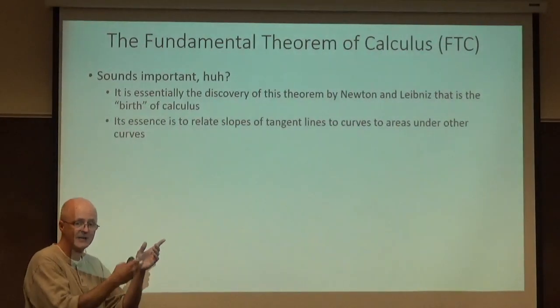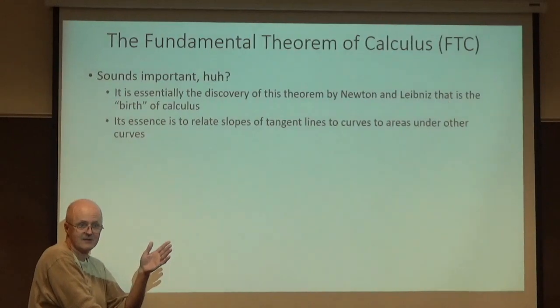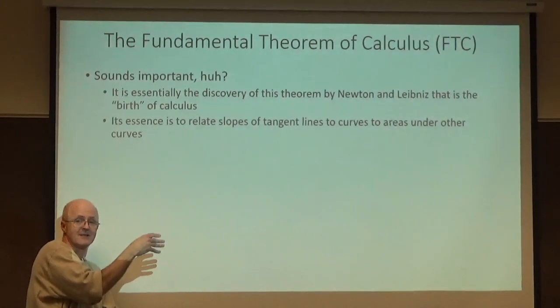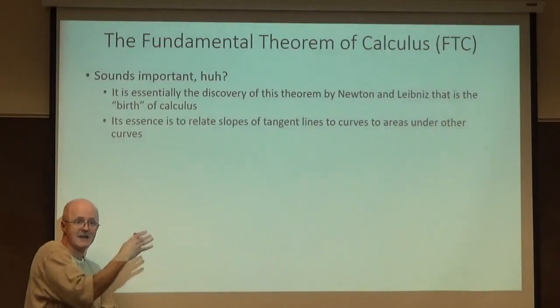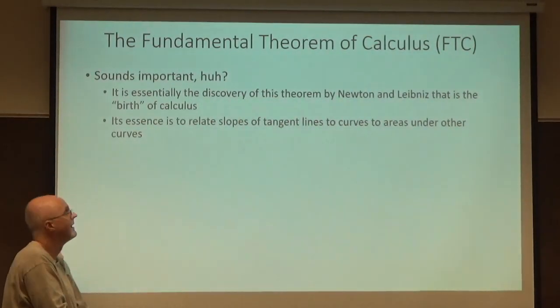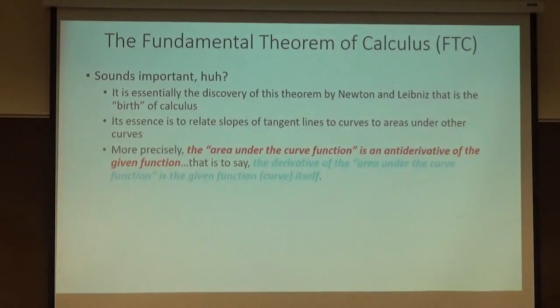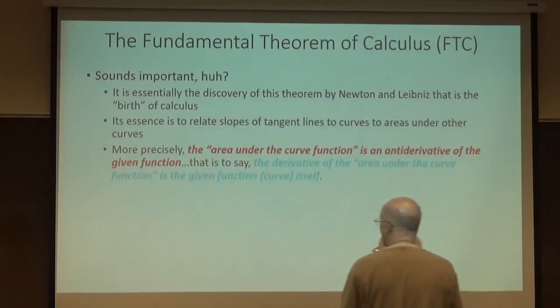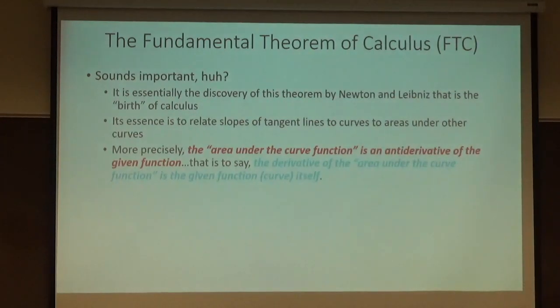Slopes of tangent lines of some function gives you its derivative. When you find areas under the derivative, you get back the original function. Like distance and speed. Here's a more precise verbal description in two ways. The quote-unquote area under the curve function is an antiderivative of the given function. Or that means the derivative of the area under the curve function is the given function, the curve itself.